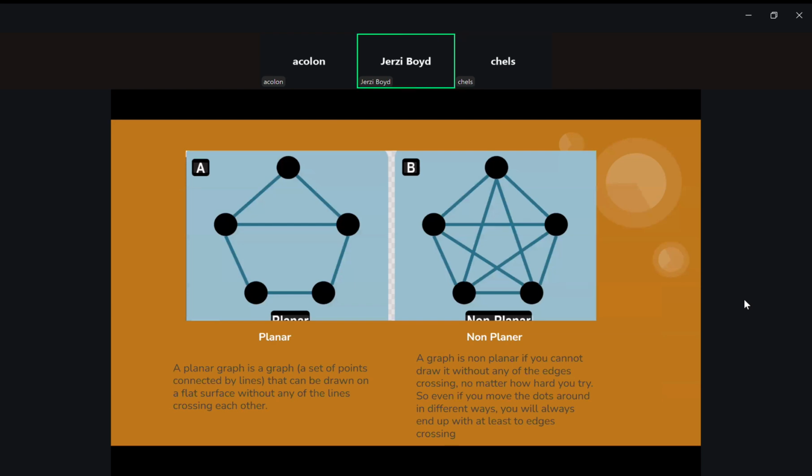So a planar graph is a graph with a set of points connected by lines that can be drawn on a flat surface without any of the lines crossing over each other. And a non-planar graph is a graph that you cannot draw without any of the edges crossing. So basically, even if you move the dots around, you'll always end up with at least two edges crossing.